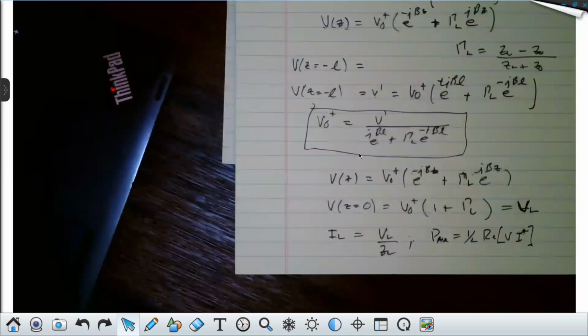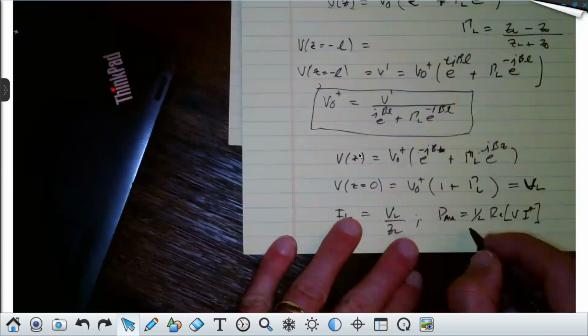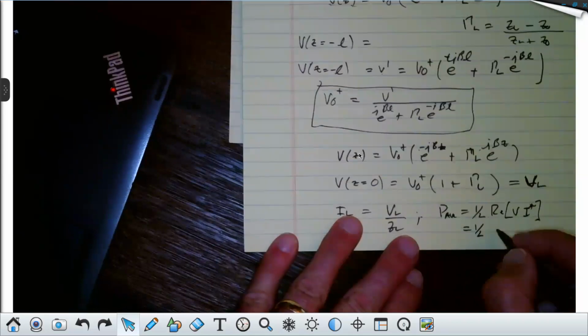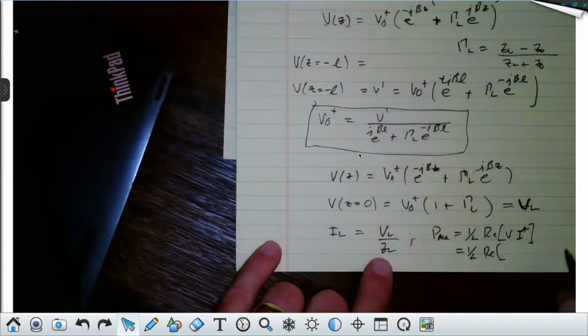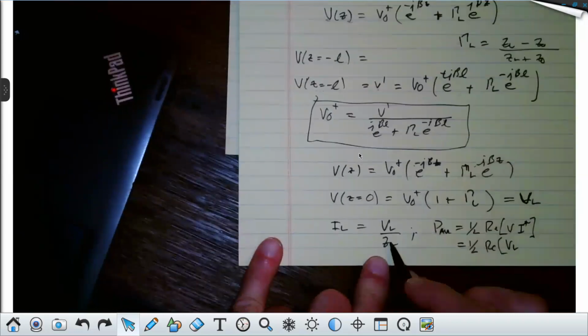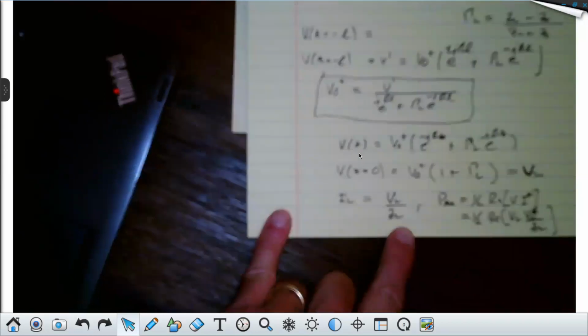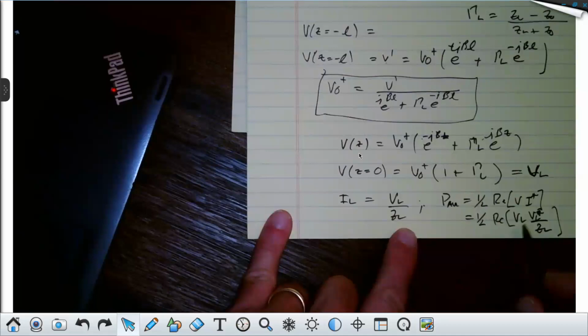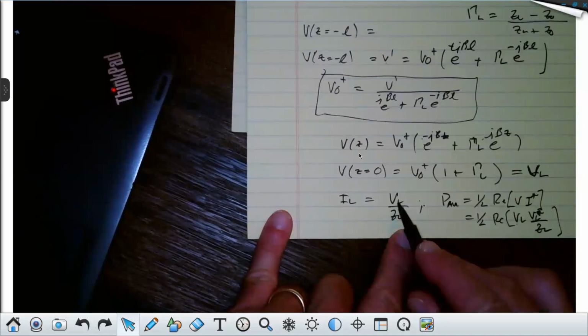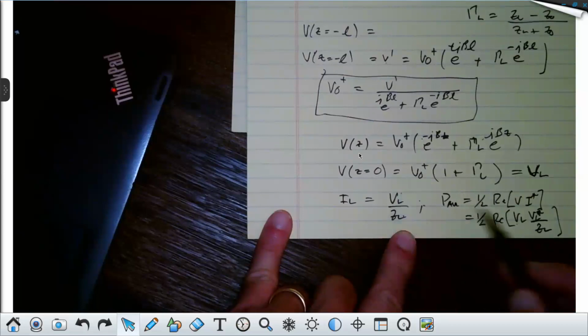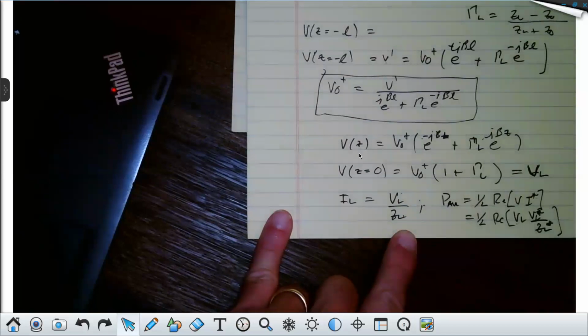In the phasor domain, 1/2 the real part of voltage times I conjugate. That means power is 1/2 the real part of the voltage, V of L, times this conjugated. Well, if I conjugate that, I get VL conjugated divided by ZL. Can you all see that right there? I'm just taking VL times I conjugate. Well, I is VL over ZL. When I conjugate it, I conjugate top and bottom. So I get VL conjugate over ZL conjugate. It should be ZL conjugate, sorry, right? Everybody with that? Okay with that?